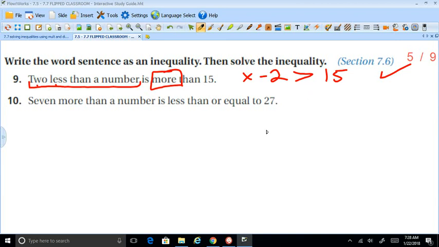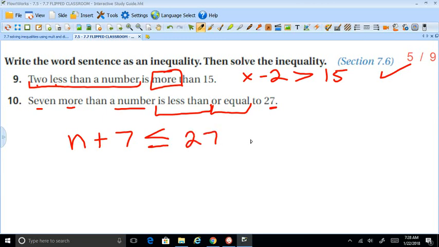Number 10. 7 more than some number is less than or equal to 27. So 7 more than a number. Well, that's some number. I'll use n this time. Plus 7. 7 more than a number. n plus 7 is less than or equal to 27. And that right there is the final correct answer. Of course, reread it a couple times. Double check your answer. Make sure it makes logical sense and is written accurately.